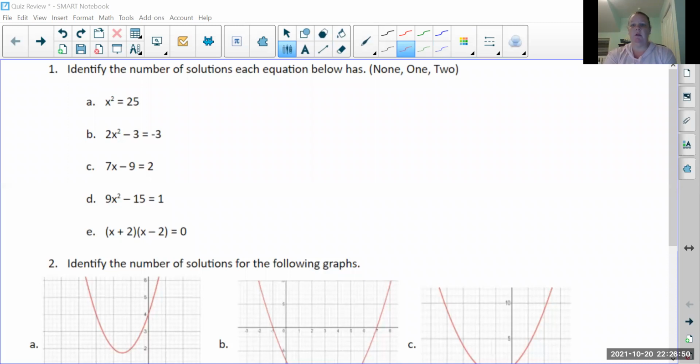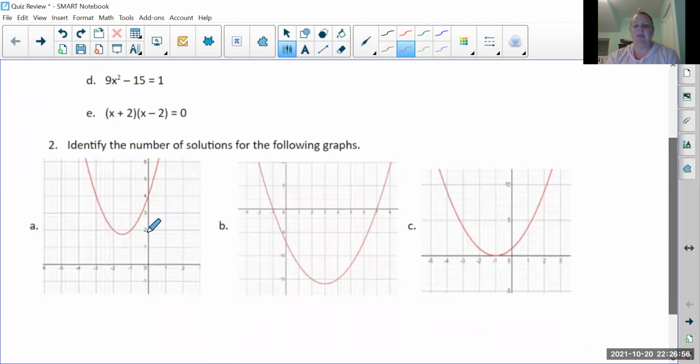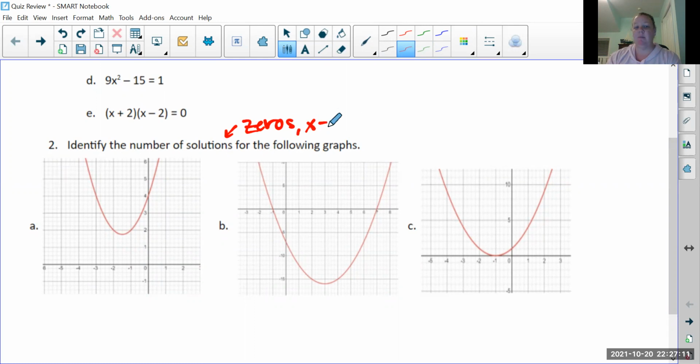Okay, so we're going to review for the quiz. I'm actually going to group numbers 1 and 2 together, and we're going to start with number 2. It says identify the number of solutions for the following graphs. Anytime we're talking about quadratics and we say the word solution, that's also the same thing as the zeros of the function and the x-intercept of the graph. Anytime they're asking for solutions, zeros, or an x-intercept, they all mean the same thing.